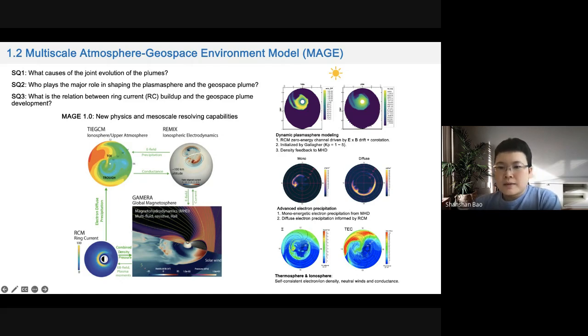So lastly, it's the TIGCM model, which is the most important component because it tracks the TEC content, and it feeds back the conductance consistently in the model. So the science questions we're going to answer are: first, what causes the joint evolution of the plumes? Second, who plays a major role in shaping the plasmasphere and the geospace plume? And thirdly, what is the relation between the ring current buildup and the geospace plume development?